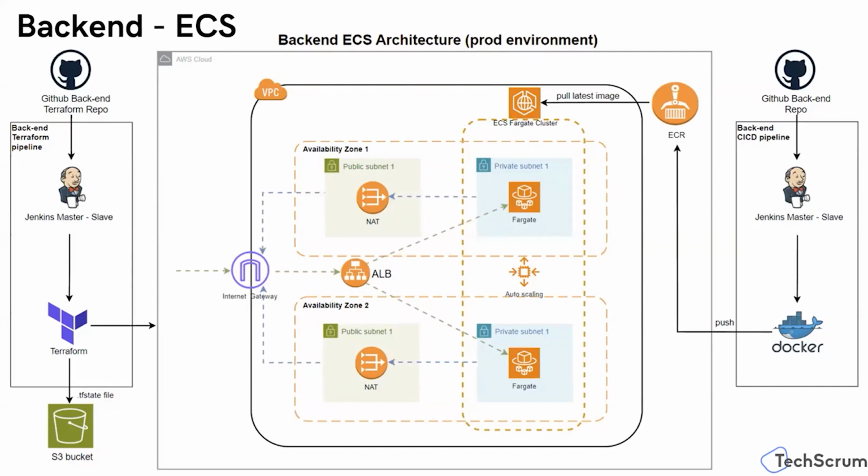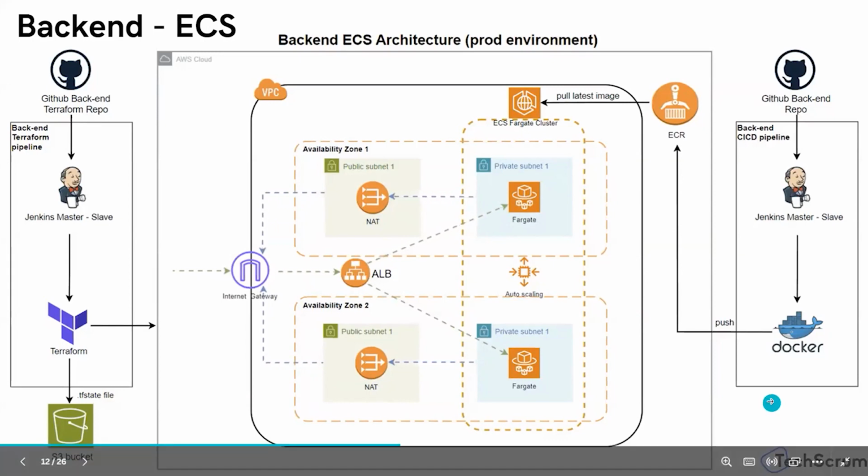And from the right hand of this slide, we can see the backend CI/CD pipeline. When our Jenkins server receives a push hook from GitHub, the backend CI/CD pipeline will run automatically, and the new Docker image will be built and then pushed to AWS ECR. Eventually, ECS will pull the latest Docker image from ECR, and the ECS services will be updated.